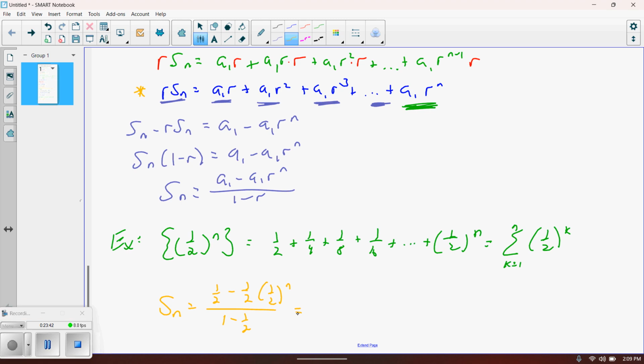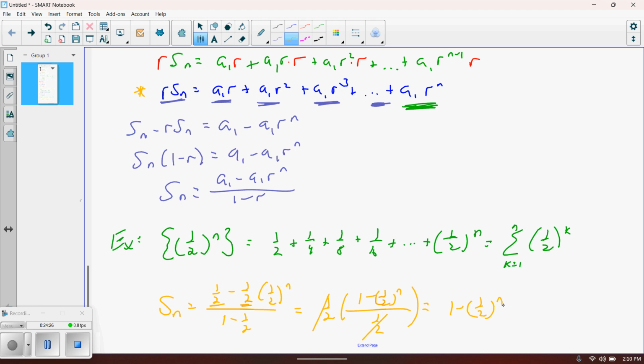And not that you need to do this part, but I can take the 1/2 from here and from here out to the front, which would leave you with 1 minus 1/2 to the n over 1 minus 1/2. Of course, the 1 minus 1/2 in the denominator is a half. So we're going to erase that and just write 1/2. And then the half and the half here are going to cancel out. So ultimately, I have 1 minus 1/2 to the n. And that right there would represent the sum of 1/2 to the n power, or in this case, the sum of 1/2 to the k power because we changed the letter.